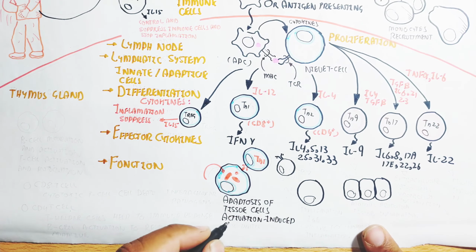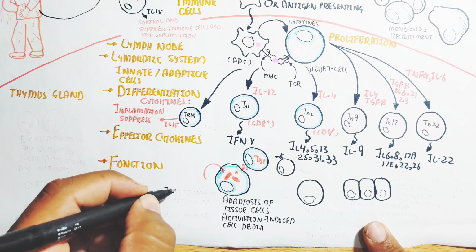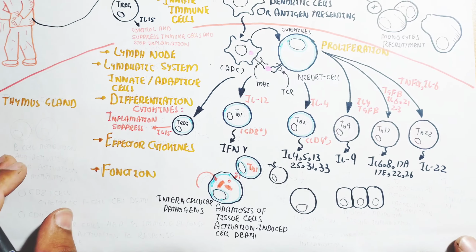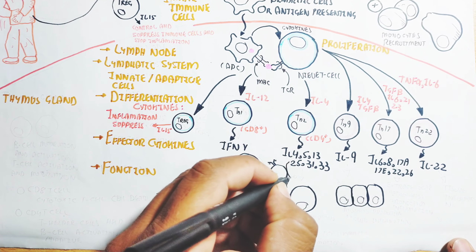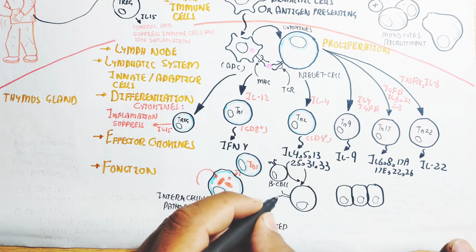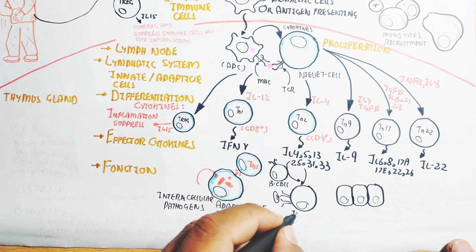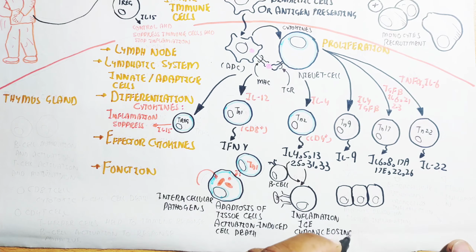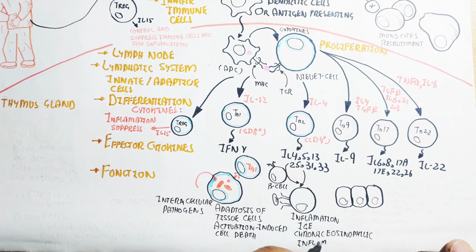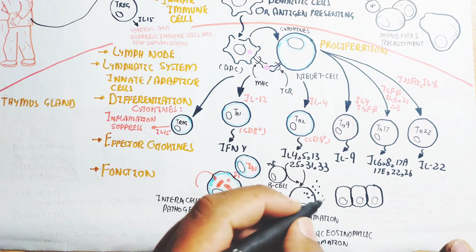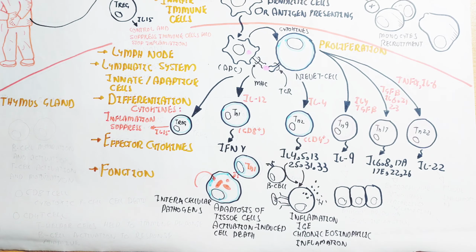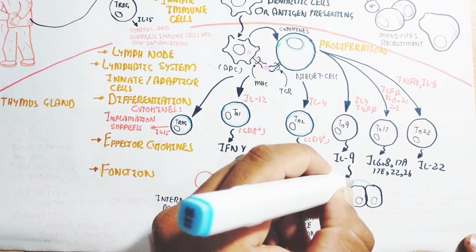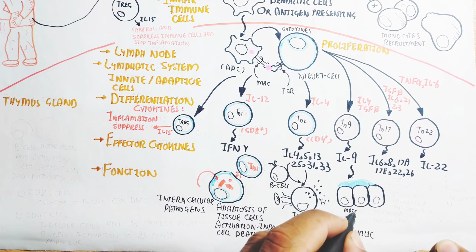These are the effector cytokines, whose function is apoptosis of tissue cells, activation and induced cell death. On the other hand, this is the cytotoxic T cell type. While CD4 is basically the helper cell, and it helps with inflammation, IgE production and chronic eosinophilic inflammation, and mast cell activation for the allergic reaction.